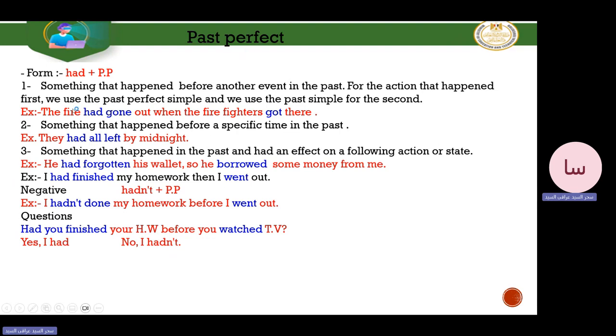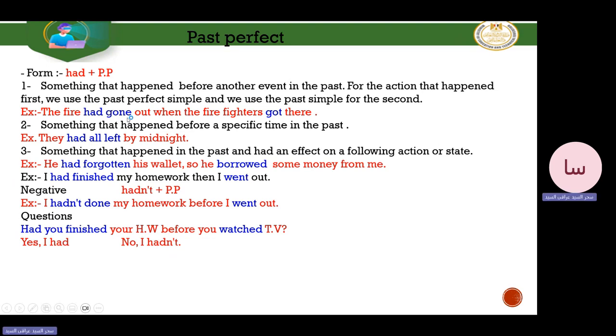Let's check. The fire had gone out. This is what happened first, when the firefighter got there. So the fire started first. Then the firefighter got there. This is the first action. This is the second action.